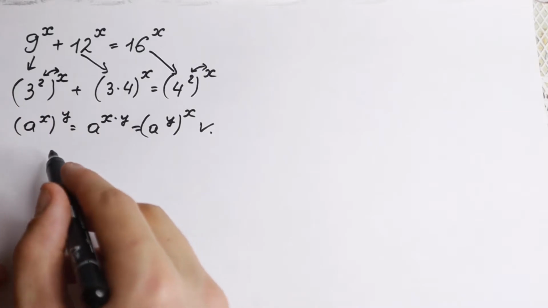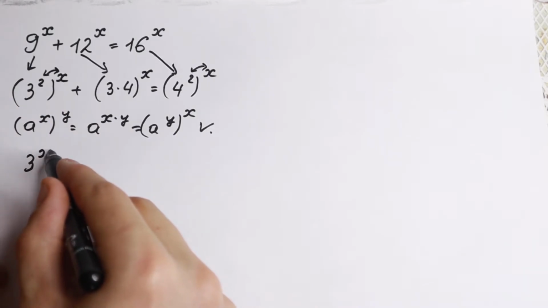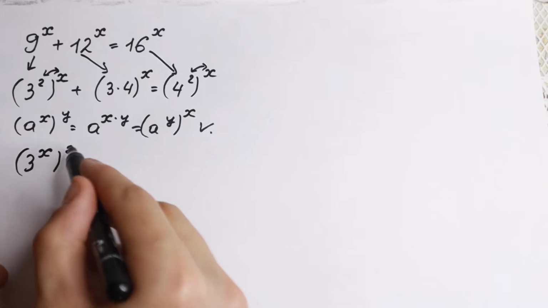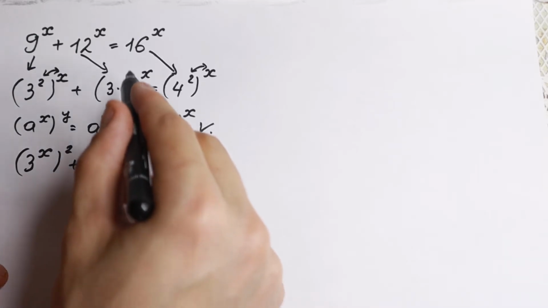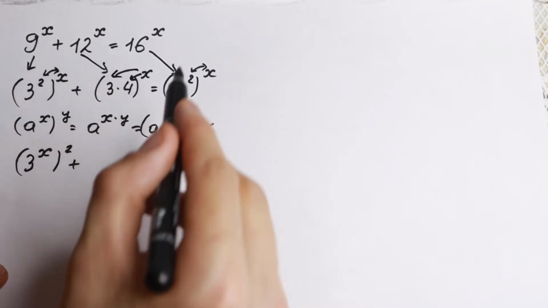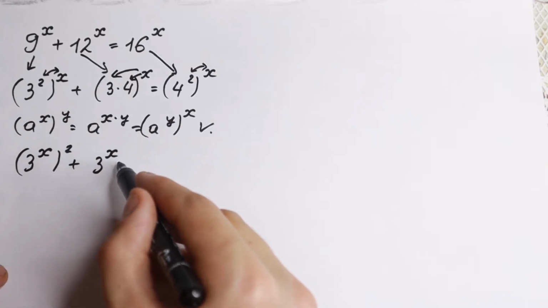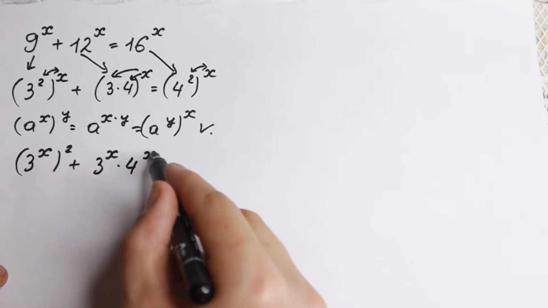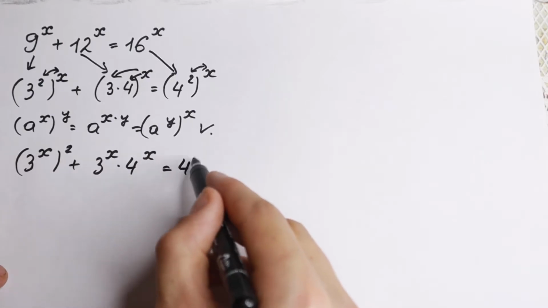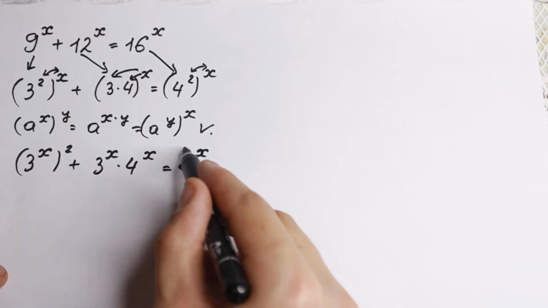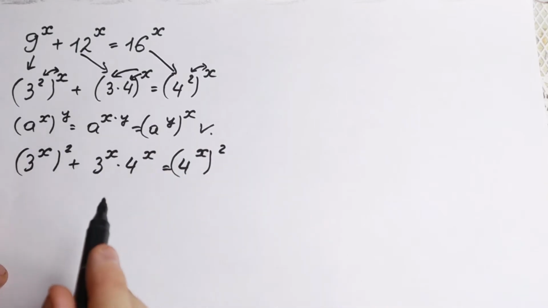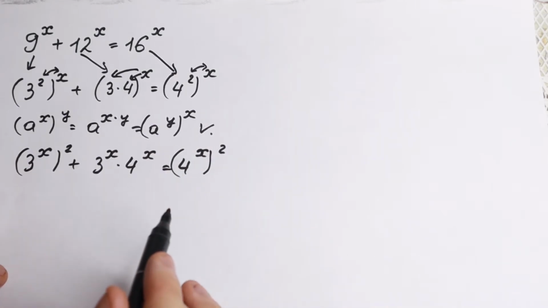What we will have? We will have 3 to the power x squared plus, right here we can write it as 3 to the x times 4 to the x, so we can write this to the power x for everyone. So 3 to the x times 4 to the x, and equal to 4 to the x squared. So I hope you understand this step. We just do this thing right now.